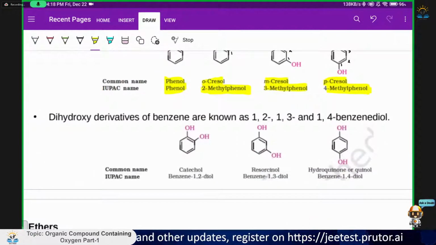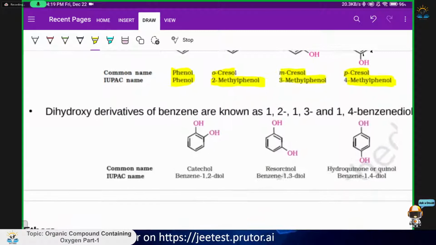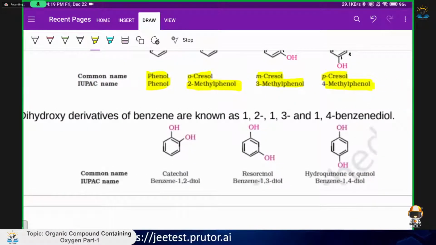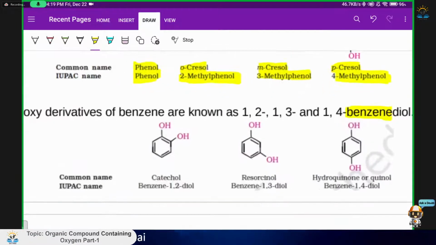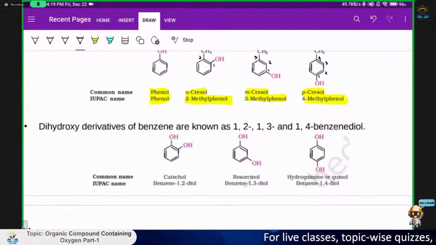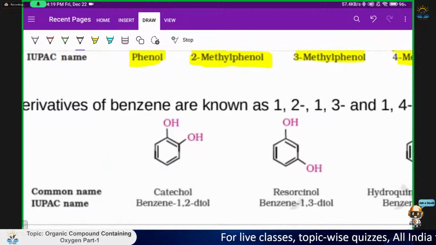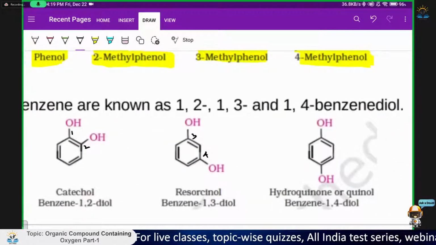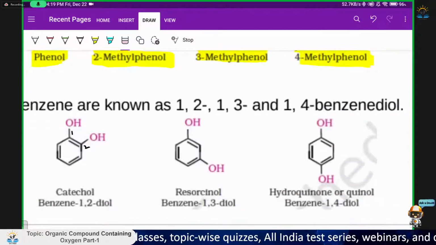Now, dihydroxy derivatives of benzene are known as 1,2-, 1,3-, and 1,4-benzenediols. So if dihydroxy derivatives are present, we can use the term benzene because benzene is an accepted IUPAC name. So according to the position, we can use the IUPAC name. Now, here we have some common names which we have to know for these compounds.